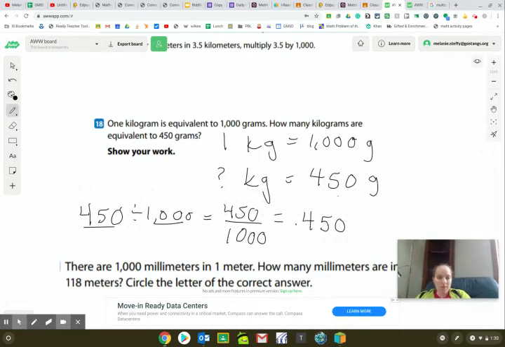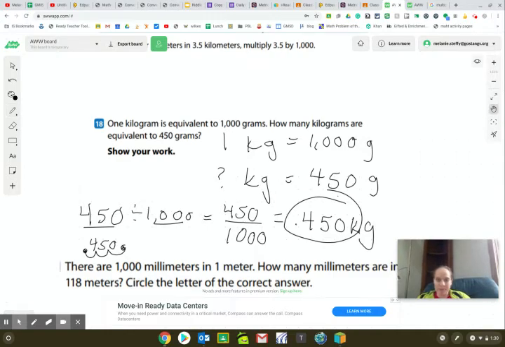But you can also think of this as, okay, the decimal point hangs out at the end of a whole number. If I'm dividing by 1,000, my decimal point moves 3 places to the left. So that's going to give me the 450 thousandths, and I am missing my units, so that is kilograms. Okay.